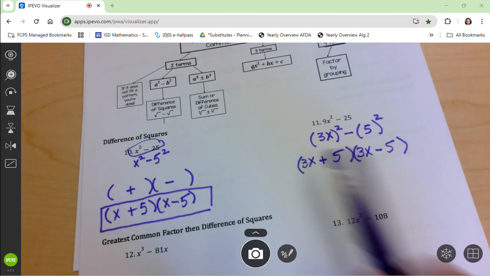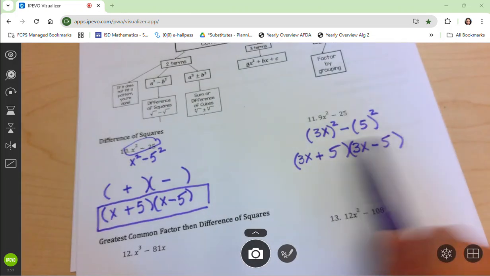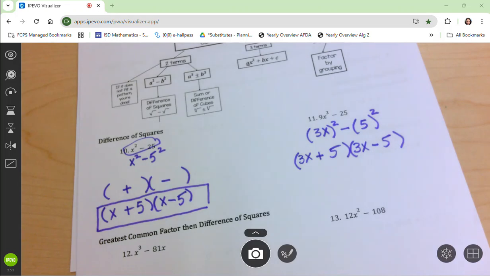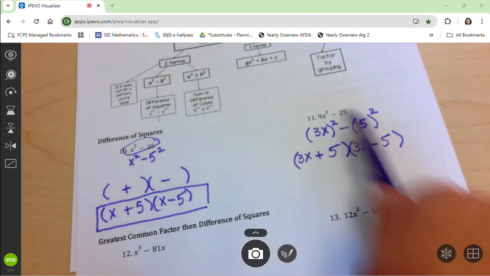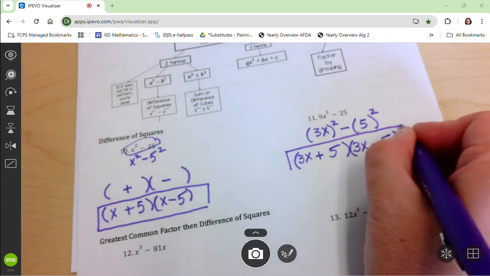Alright, so 3x times 3x gets us the 9x squared. Then we have a minus 15x and a plus 15x that cancel out. And then you have a minus 25. So we undid the multiplication and we factored.